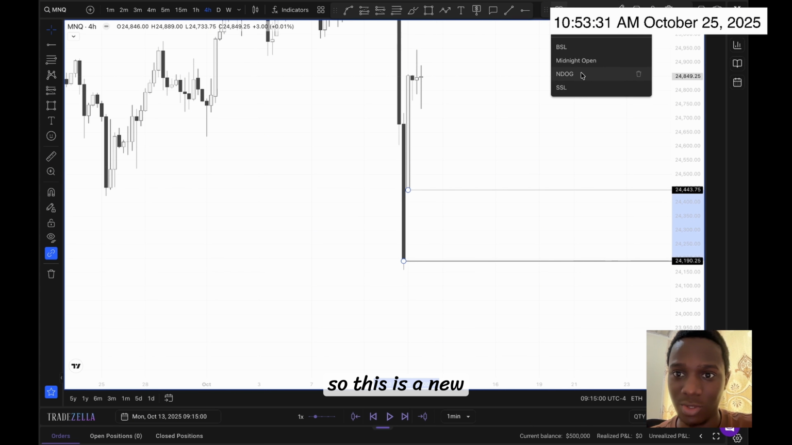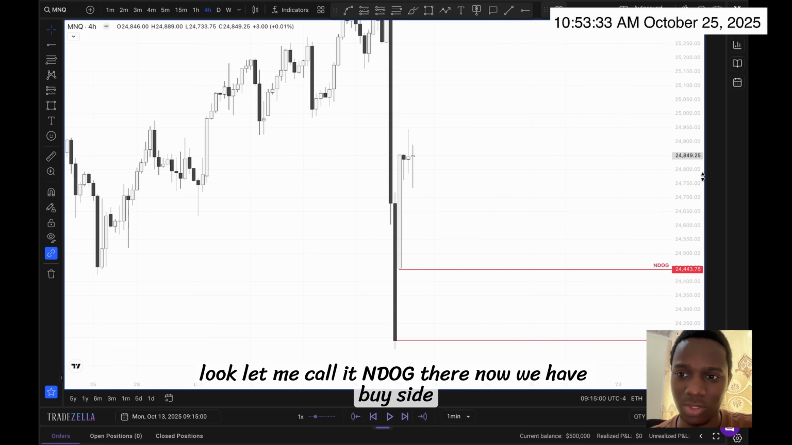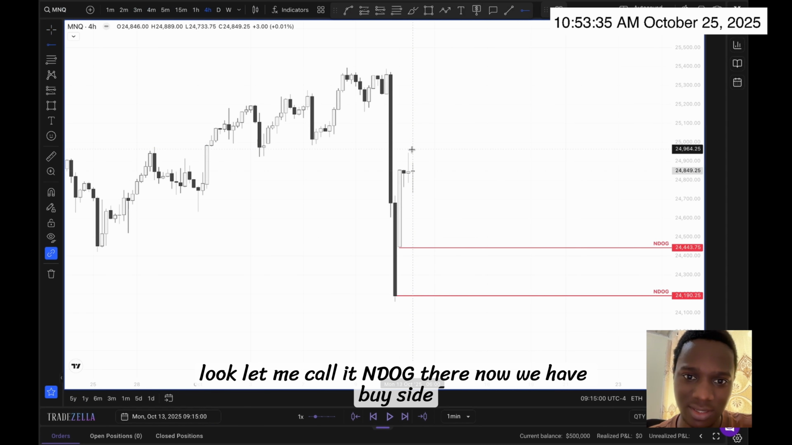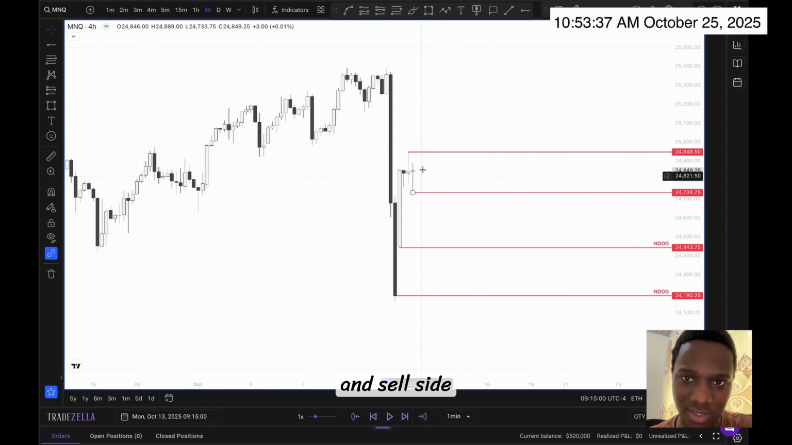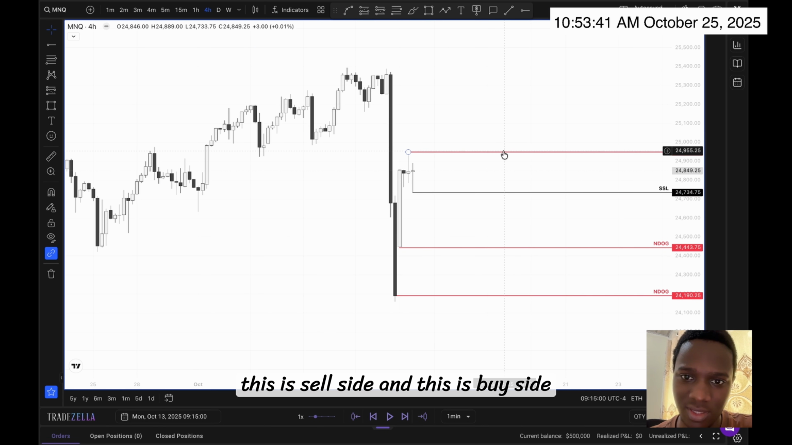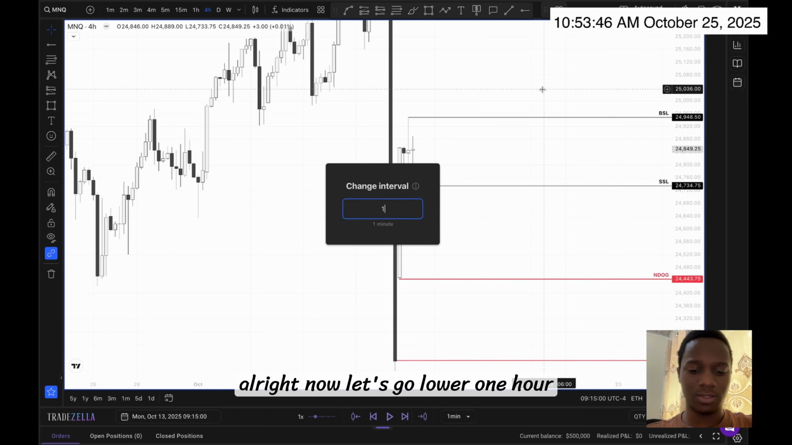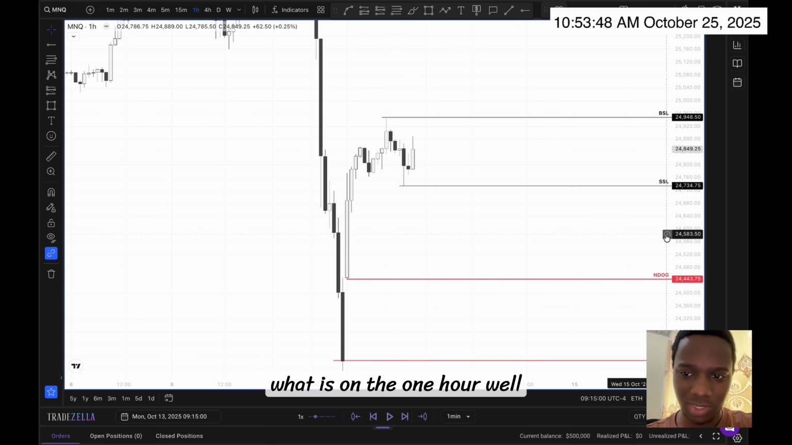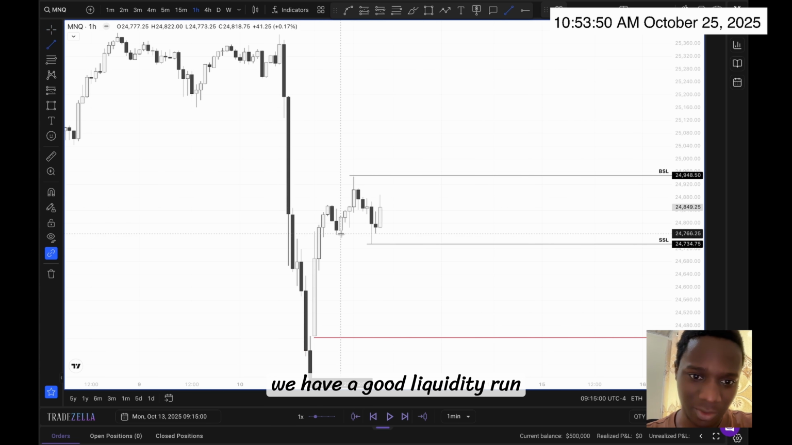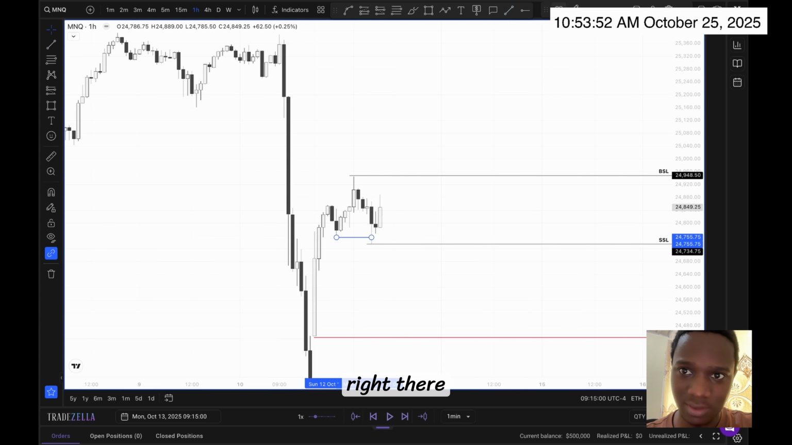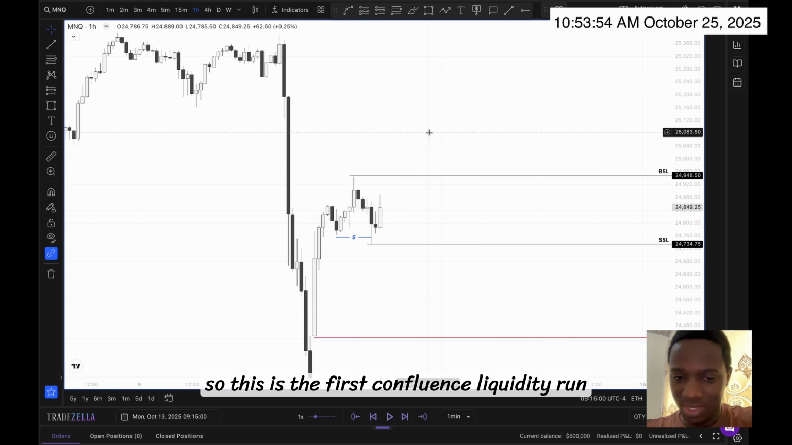You can see it right there, so it's also a liquidity level. Let me undock there. Now we have buy side and sell side. This is sell side and this is buy side. All right, now let's go lower, the 1 hour. What is on the 1 hour? Well, we have a good liquidity run right there. So this is the first confluence, liquidity run.